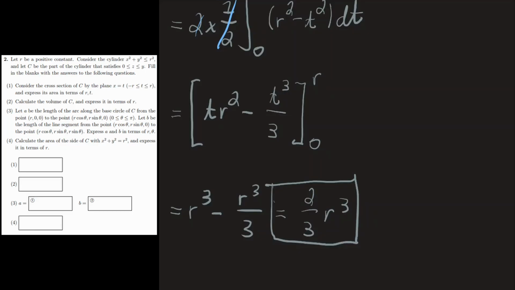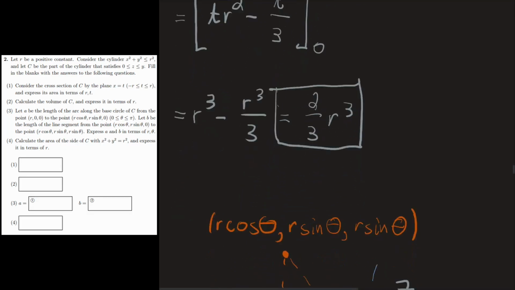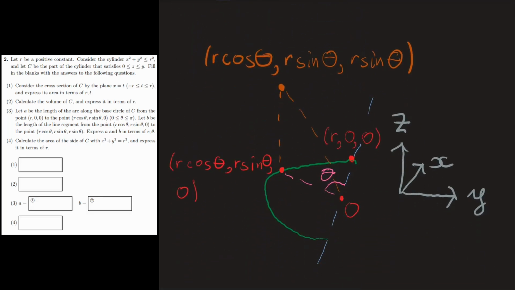Okay, so next it asks, let A be the length of the arc along the base of circle C from the point (r, 0, 0) to the point (r cosine theta, r sine theta, 0), and 0 is less than or equal to theta is less than or equal to pi. Let B be the length of the line segment from the point (r cosine theta, r sine theta, 0) to the point (r cosine theta, r sine theta, r sine theta). Express A and B in terms of r and theta.